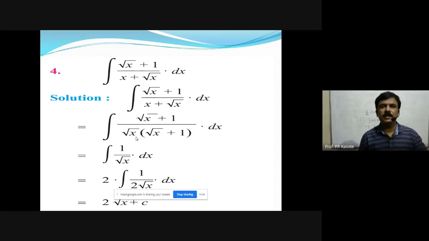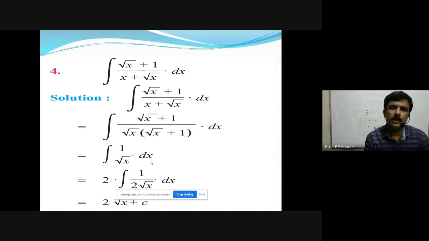Here, from the denominator, we have taken root x common just to simplify it, because after taking root x common from the denominator, we got root x plus 1 inside the bracket. And now you can see that there is root x plus 1 in the numerator as well as in the denominator. So these two will get cancelled. Simply we have 1 upon root x into dx. So we are asked to find the integral of 1 upon root x into dx. But the question is, do we know the integral of 1 upon root x?